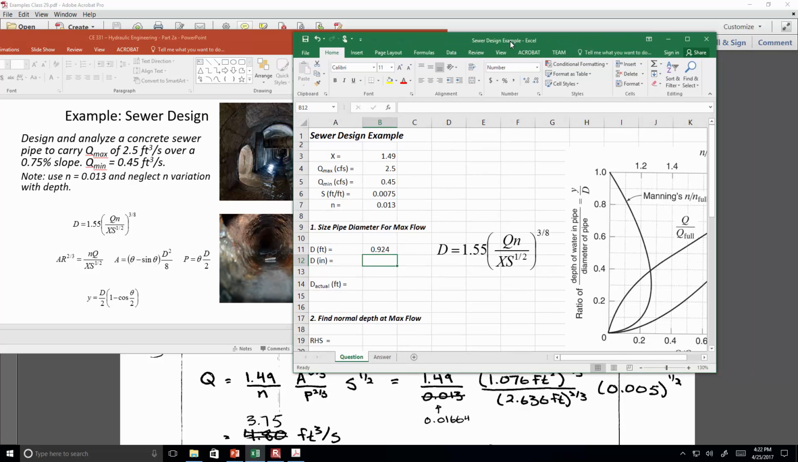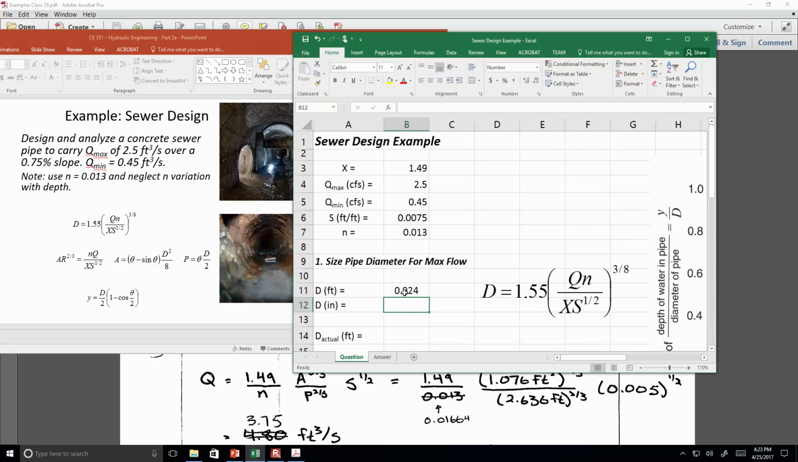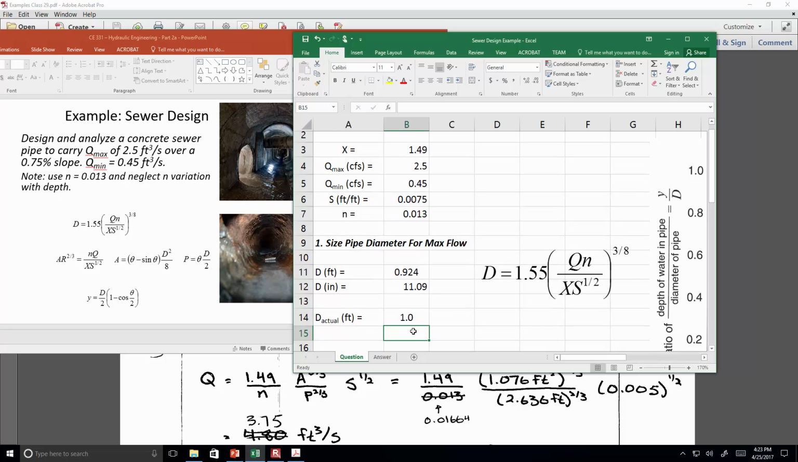Okay, so it tells us that what we'd want to do is go out and buy a pipe that's 0.924 feet in diameter, which is 11.09 inches. And they don't make pipes that size. We're going to have to go to the nearest actual available pipe size, which is a 12-inch pipe. And so we're going to use an actual diameter of 1 foot.